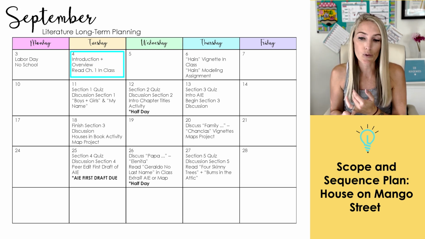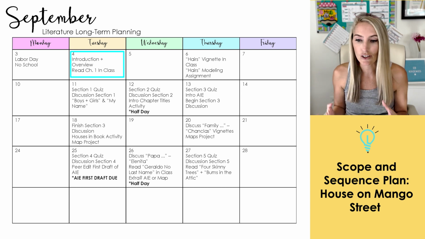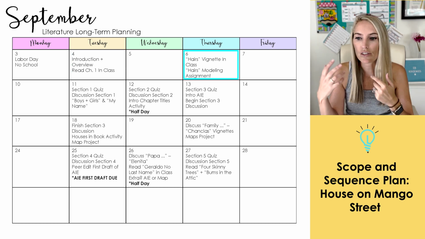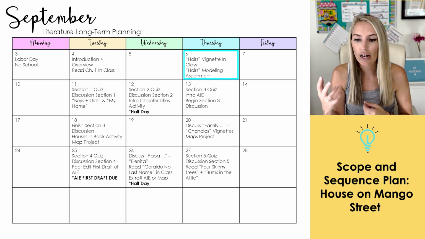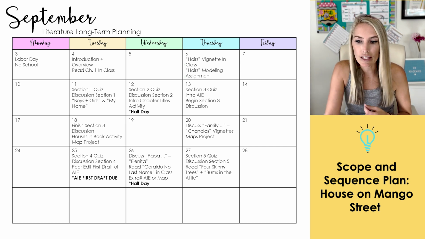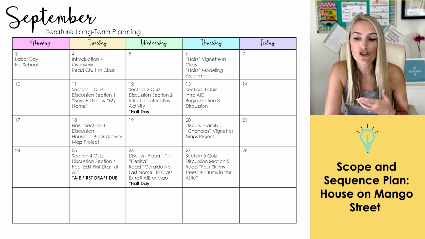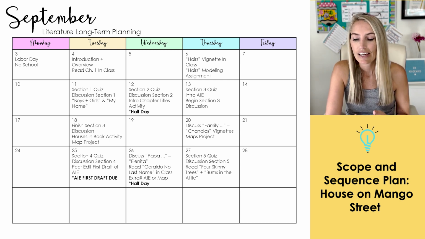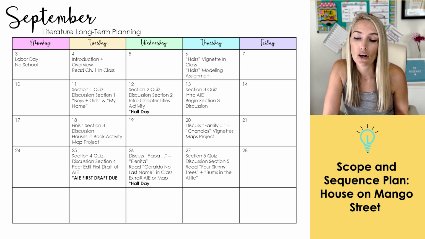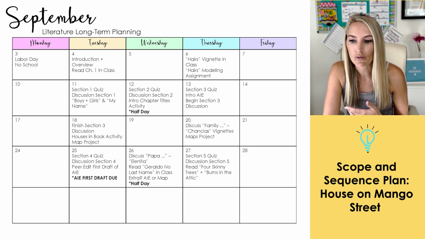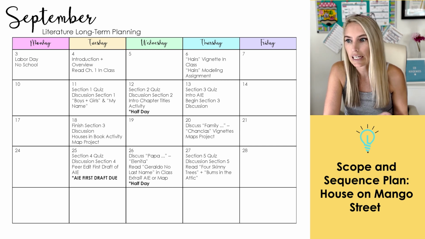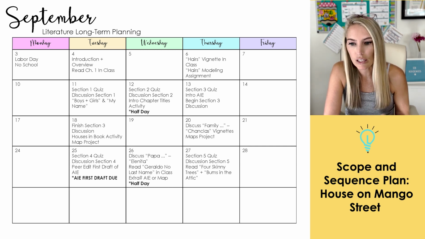So we'll read chapter 1 together in class, because that's the introduction to this text. And then I have each of the vignettes that students will be reading either in class or at home. And having this particular scope and sequence set up for me like this ensures that I stay on task and on schedule essentially with my novel unit, so it doesn't get away from me, right? I don't want students reading this text for 8, 9, 10 weeks. That gets really, really long.